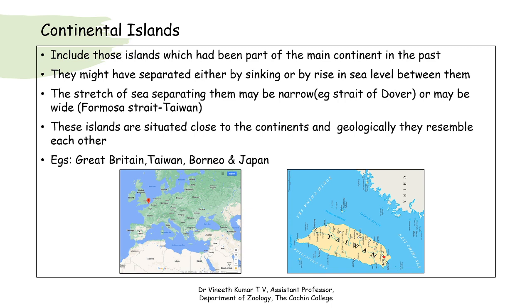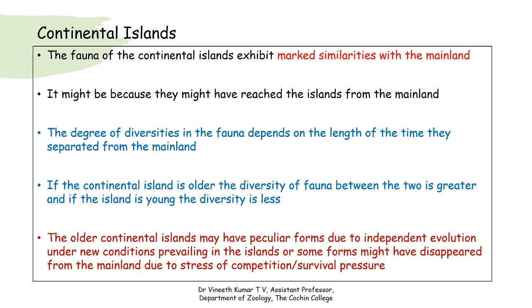Because the continental islands were part of the main continent in the past, they have geological resemblances, such as the texture of the soil, the plants, and the animals. Many animals might resemble those of the mainland. The resemblance of animals, the geology, etc., is taken into account to consider whether a particular island is a continental island or not. The examples are Great Britain, Taiwan, Borneo, and Japan. These are the main examples of the continental islands.